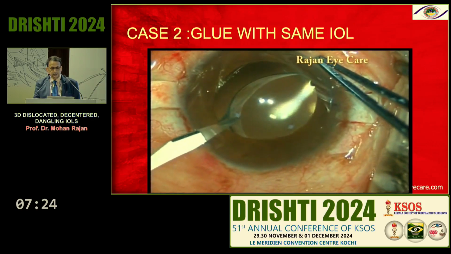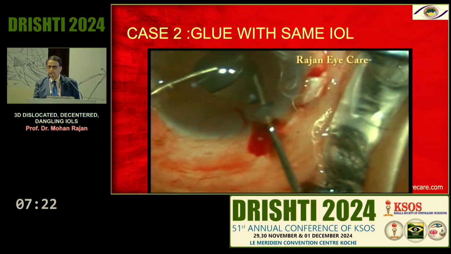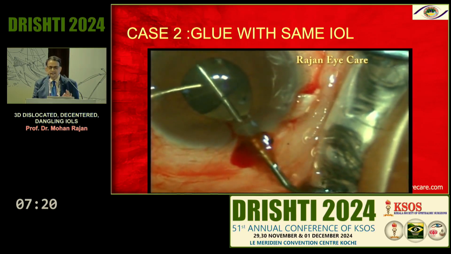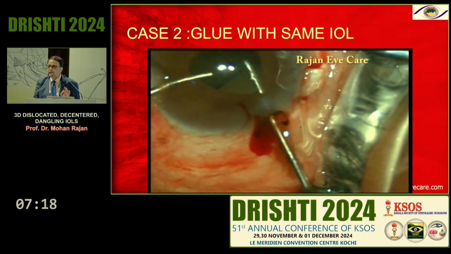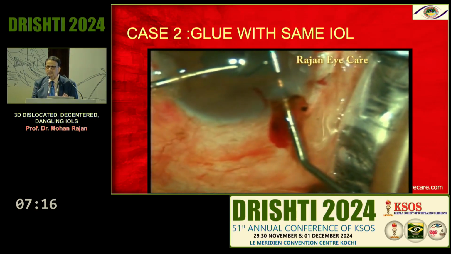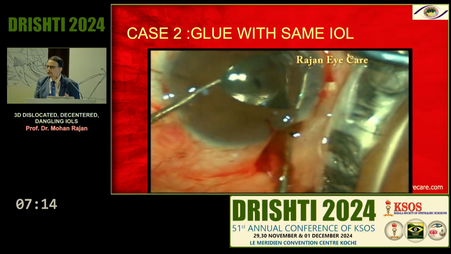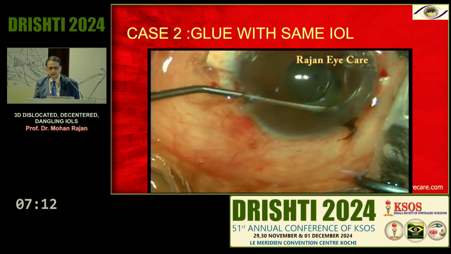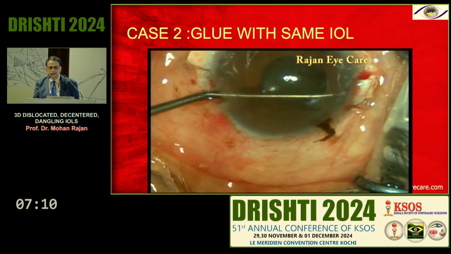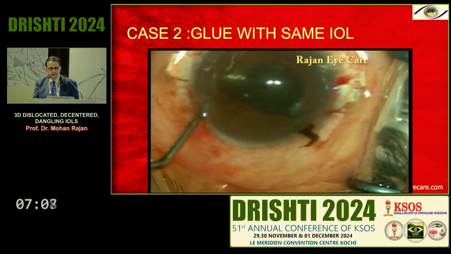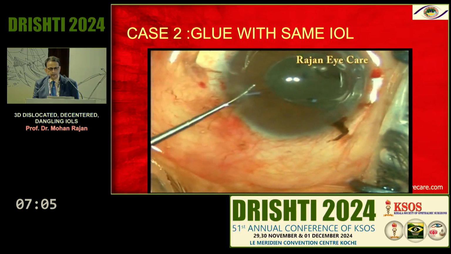So again, another patient with a decentered IOL. When you have a multi-piece lens like this, if you are going to have a PCR and you put a multi-piece lens, don't leave it in the sulcus. If you leave it in the sulcus, it can become decentered. Again, this lens got decentered, referred to us by another ophthalmologist.